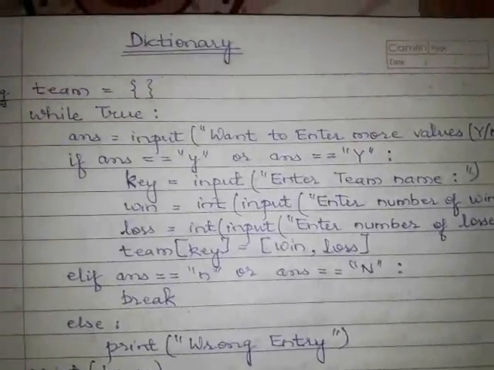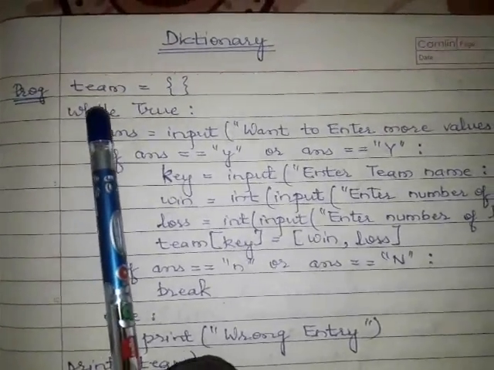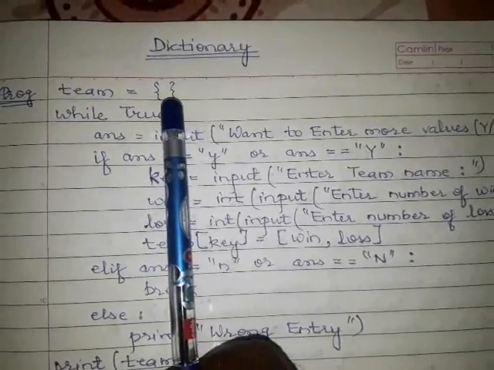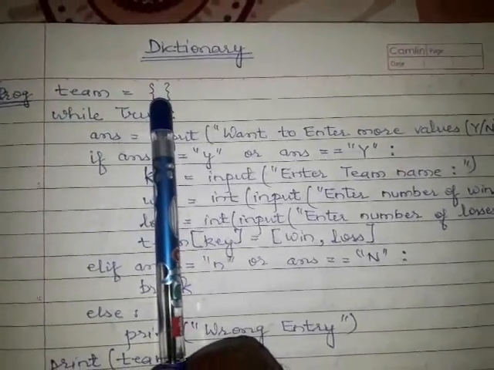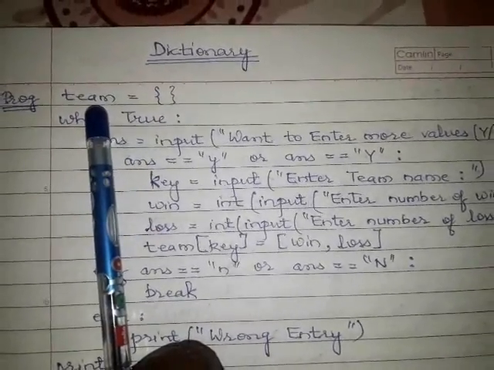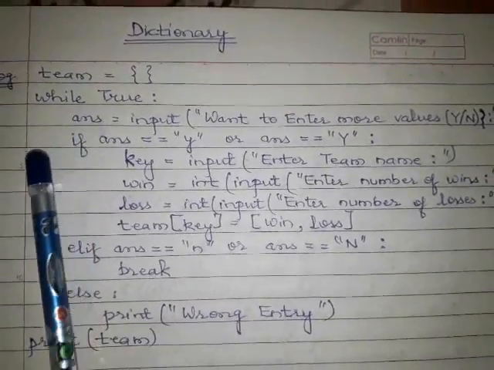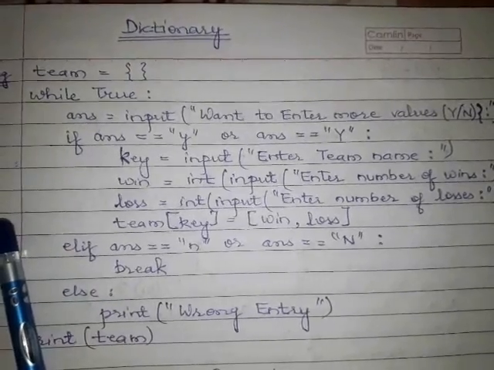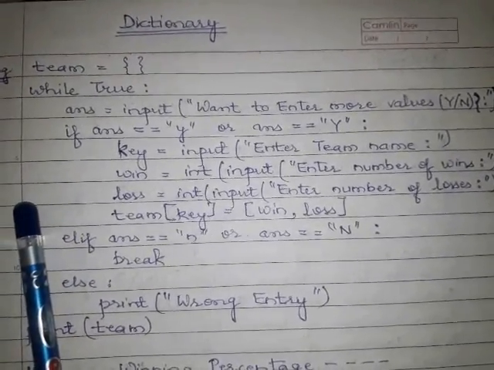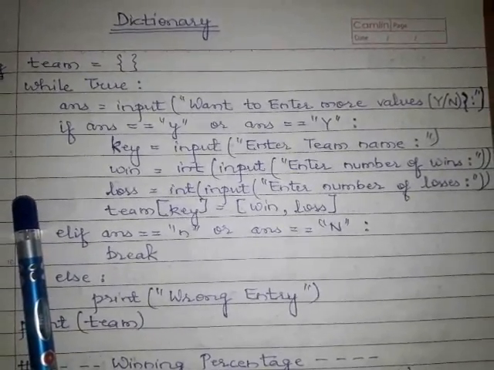First of all, we have to make a dictionary, initially empty, and the name of the dictionary is team. Now in our question it is given that you have to repeatedly ask the user to enter the team.